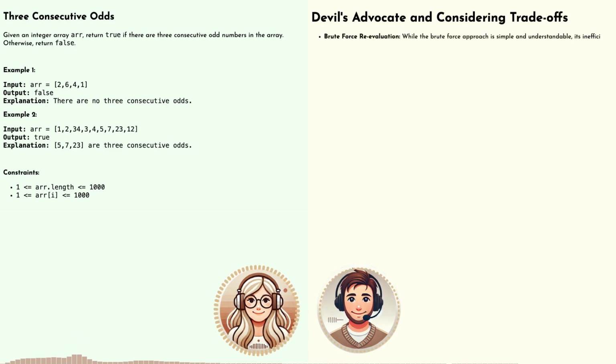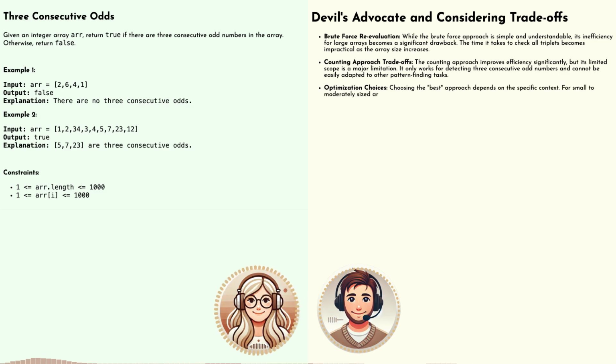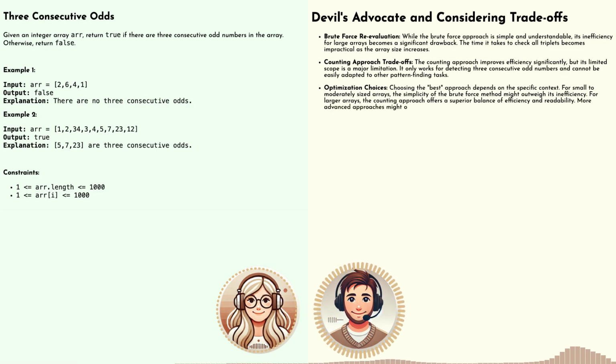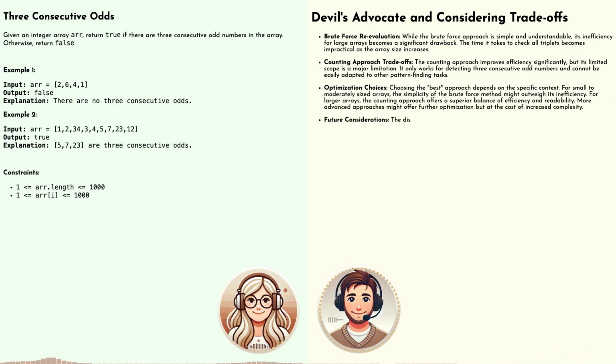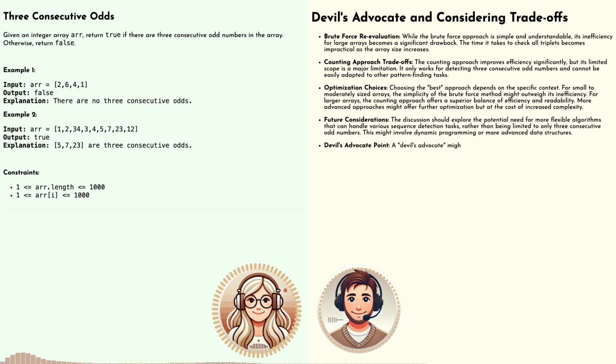Now, before we move on, I want to play devil's advocate for a moment. What if the consecutive odd numbers weren't so nicely bunched together at the beginning of the array? Would this counting approach still be efficient? That's a great question. If the triplet were located near the ends of the array, the counting approach wouldn't save us that much time compared to brute force, because we'd still end up going through most of the elements. So it's not a silver bullet.